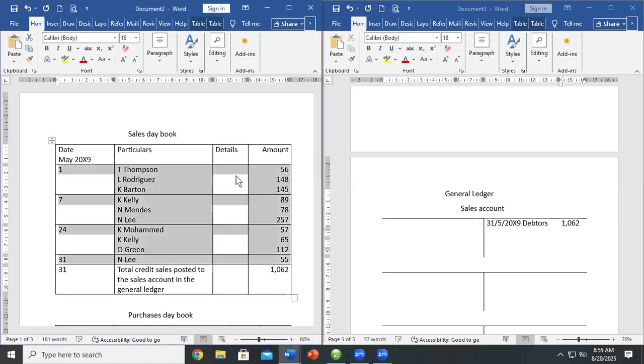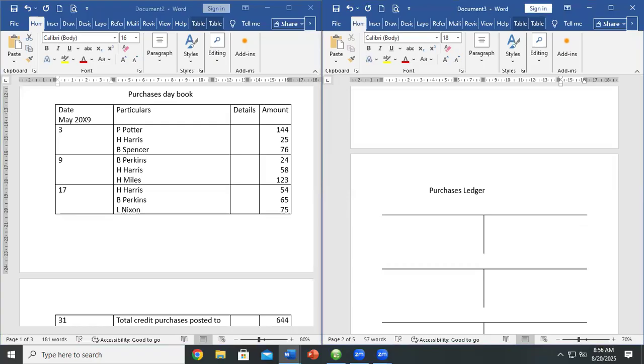So please, are we clear with postings from the sales day book? I believe so. So now we go to the second book you have prepared, and that's your purchases day book. It also means that for the purchases day book, these are suppliers. So we have to prepare their accounts in the purchases ledger. So you see, the names are not even confusing, right? Purchases day book, you post to the purchases ledger. It's only the totals that will go to the general ledger.